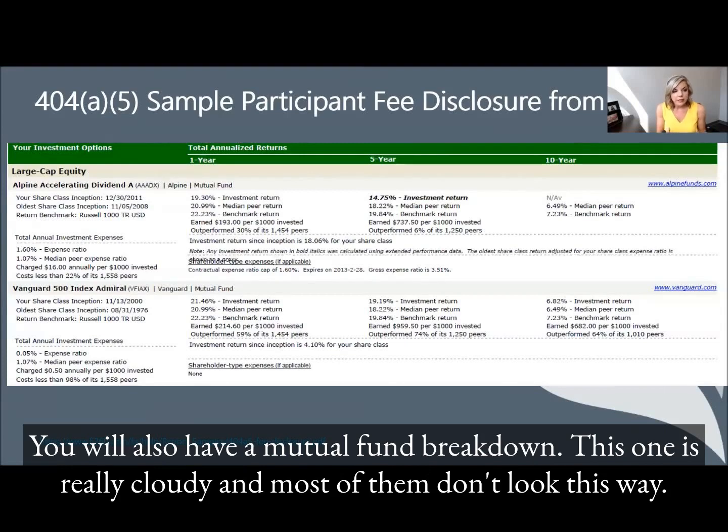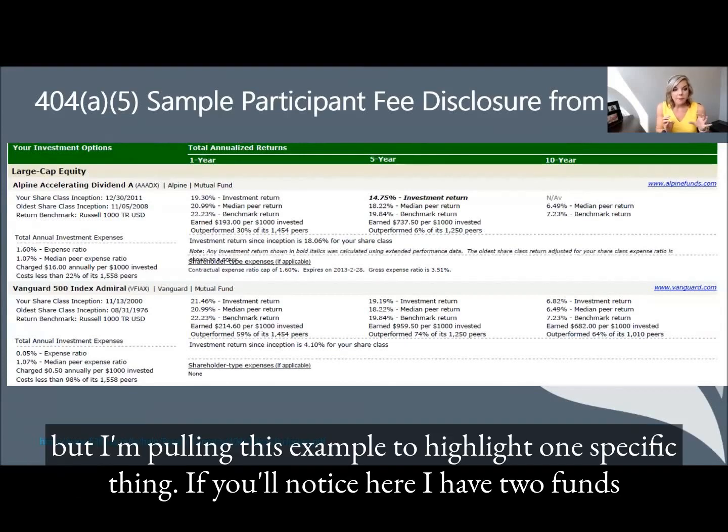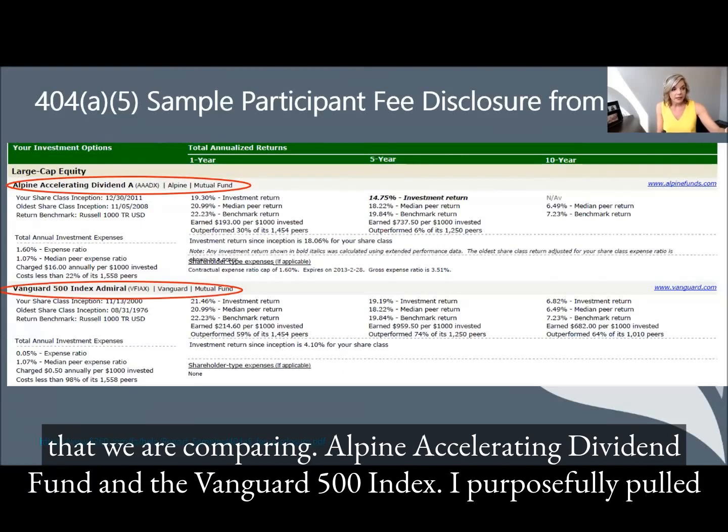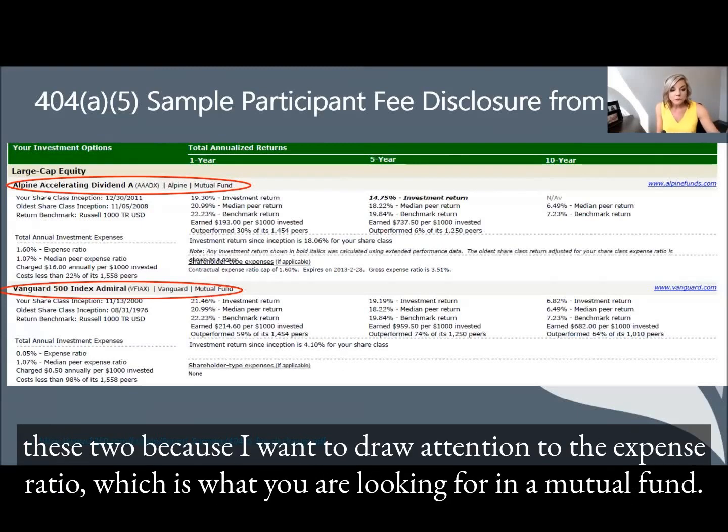Now, this one's really cloudy and most of them don't look this way, but I'm pulling this example to highlight one basically specific thing. If you'll notice here, I have two funds that we're comparing, the Alpine Accelerating Dividend and the Vanguard 500 Index. And I purposefully pulled these two because I want to draw attention to the expense ratio, which is what you're looking for in a mutual fund.